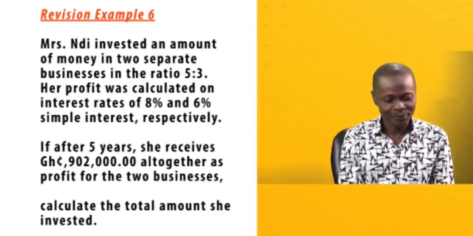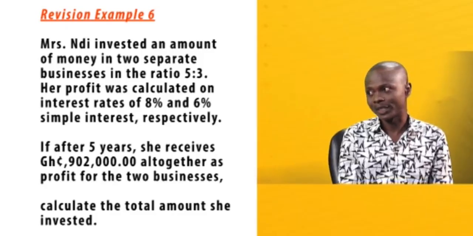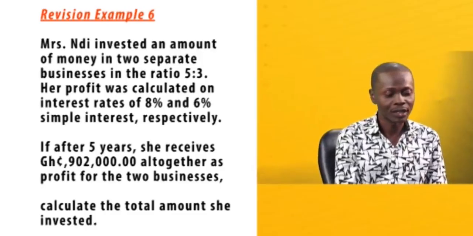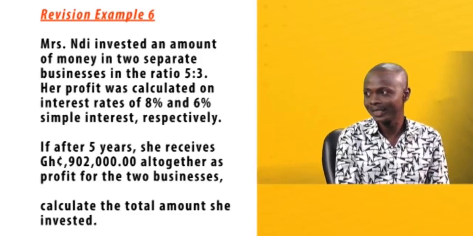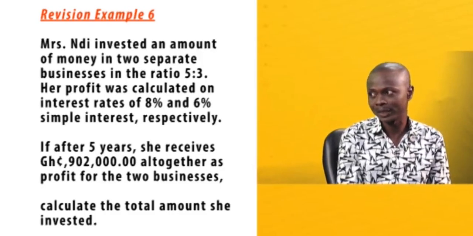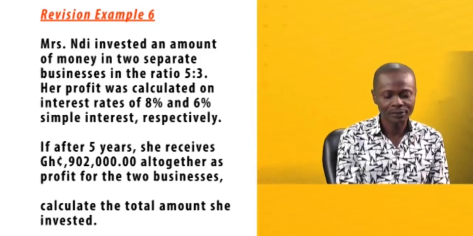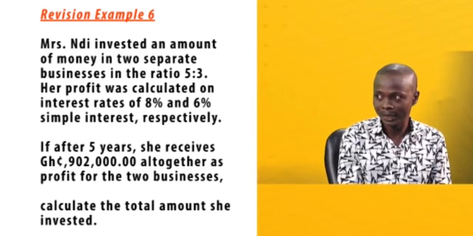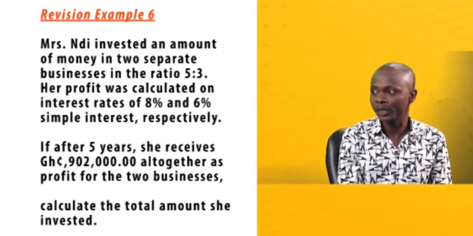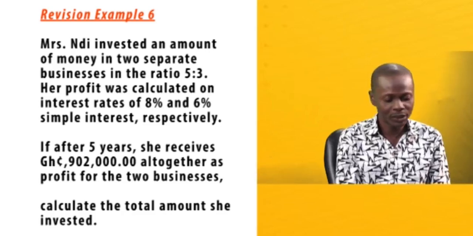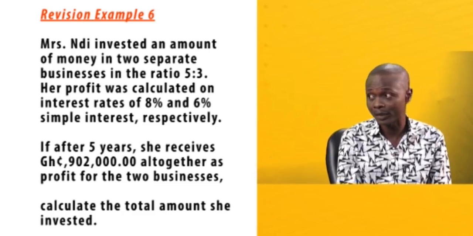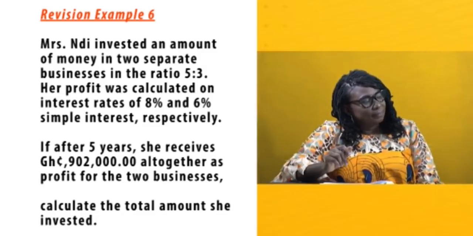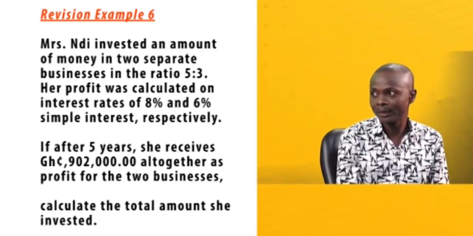Thank you, madam. This is a very interesting question. The question didn't give us the total amount Mrs. Indy invested into the two businesses. However, the question gave us the total profit Mrs. Indy accrued from the two businesses, which is 902,000 Ghana cedis. Again, the question gave us the ratio to which Mrs.